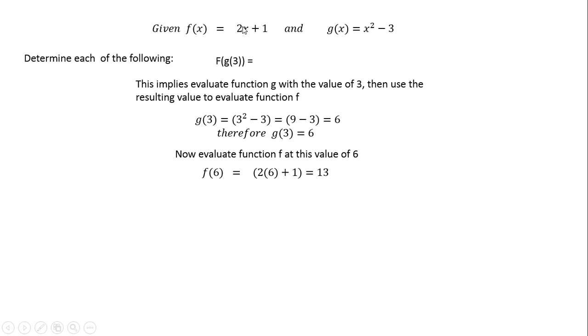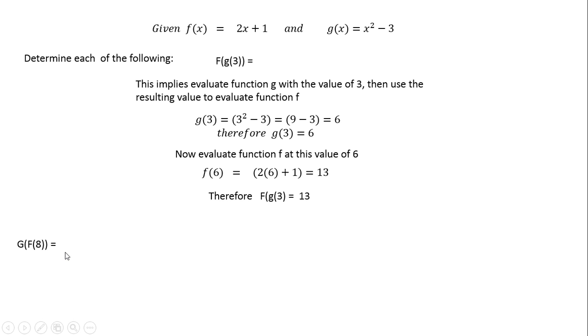So now evaluate function f at the value of 6. In place of x in function f, we place 6, which gives us 13. So the overall result, f of g of 3, is 13. Try it again. Let's say we have f of g of 1. g of 1 is 1 squared minus 3, which is negative 2. Negative 2 into f is negative 4 plus 1, negative 3. You can try it yourself. We're going to do a couple more.